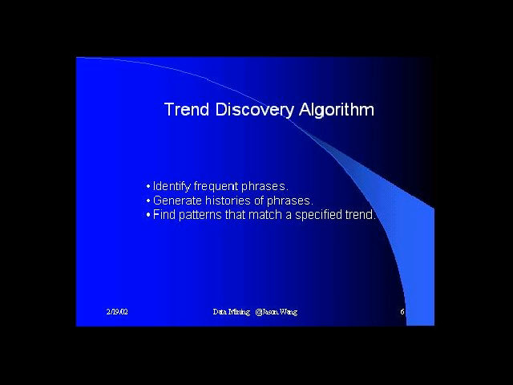This basically is a pattern matching program. You are given a trend, which is a set of strings or some strings, several noun phrases, and you try to search your string database, trying to find the patterns that match this trend. And this again is a stream matching type of algorithm.